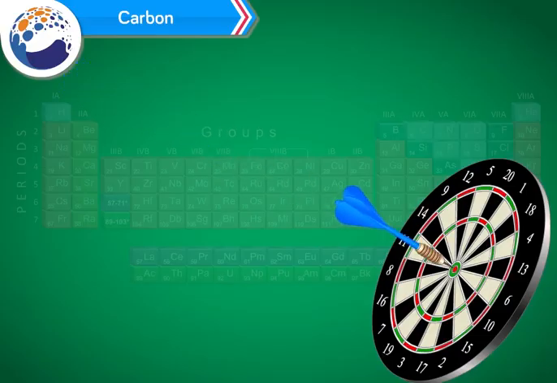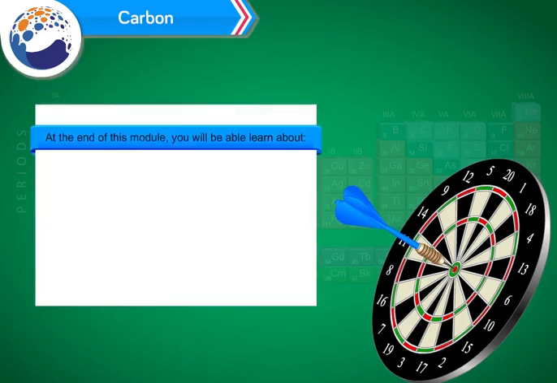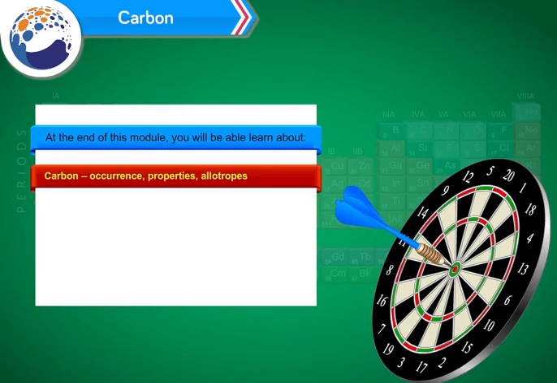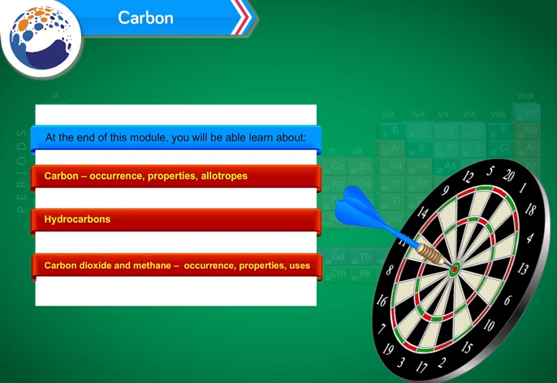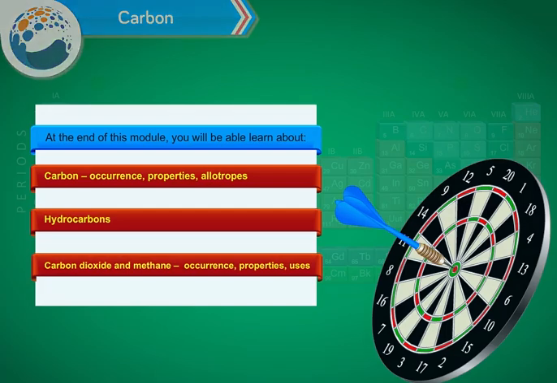Carbon, an important element. Learning objectives. At the end of this module, you will be able to learn about carbon: occurrence, properties, allotropes, hydrocarbons, carbon dioxide and methane: occurrence, properties, uses.